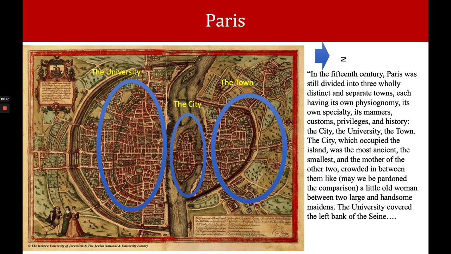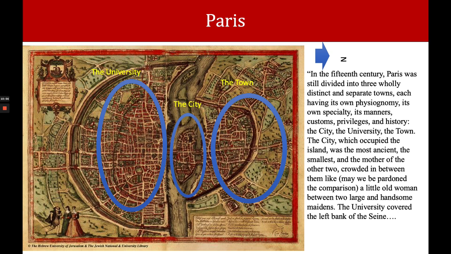Paris in 1482 is the setting for this iconic novel, and Hugo describes the Parisian streets of yesteryear with romantic flair. And I just want to take a look at a quote from this, and here's what he says. The 15th century Paris was still divided into three wholly distinct and separate towns, which I've shown you here in this medieval map, each having its own physiognomy, its own speciality, its manners, customs, privileges, and history.